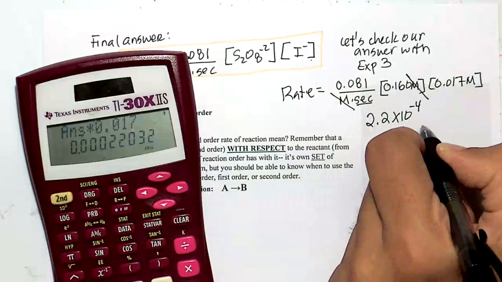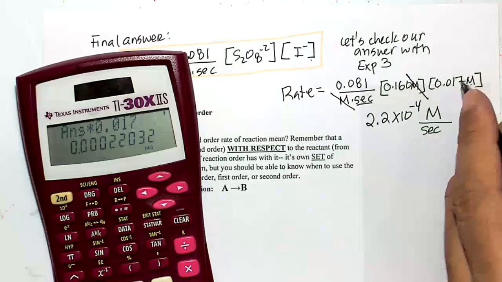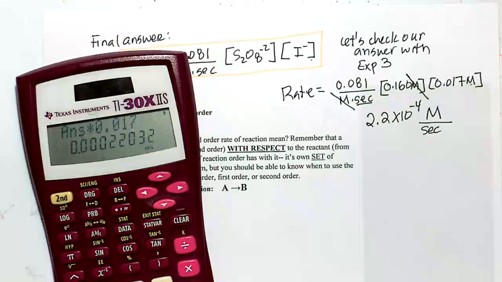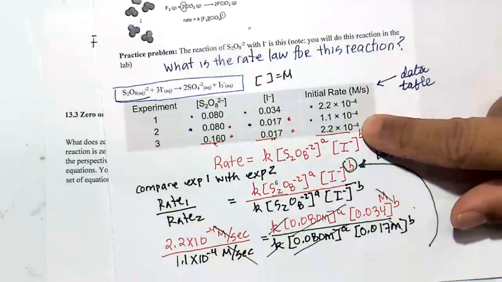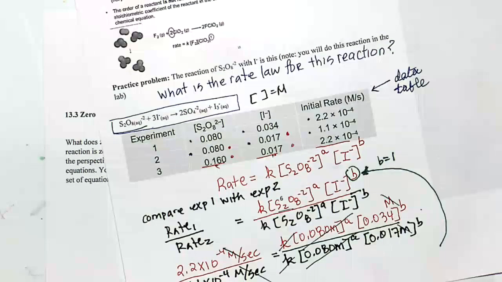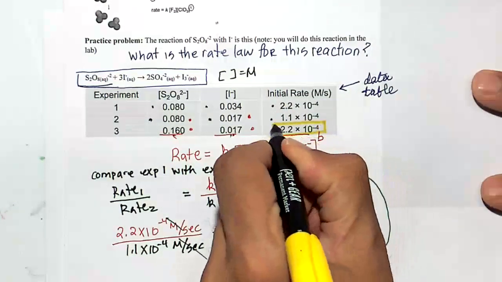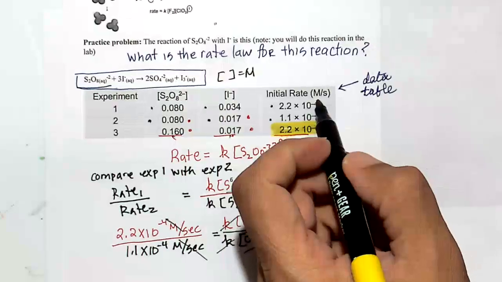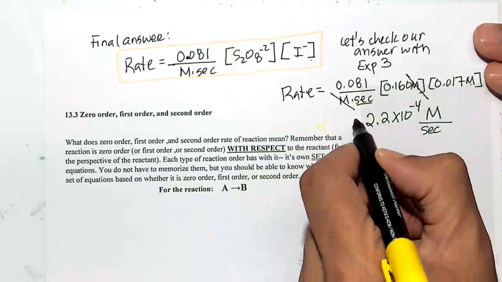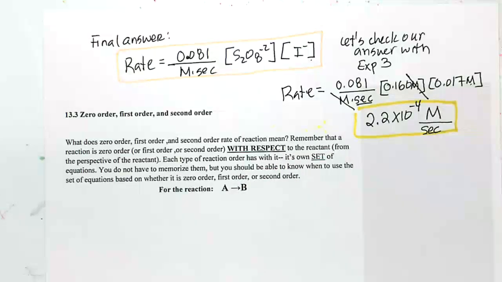The second stays in the denominator, and the molar goes up to the numerator. And what is the rate for experiment 3? Okay, this is the right answer. This is the right rate law. So we have checked our answer, and it is bang on correct. Even our units are correct. So here we have a way to check our answer to make sure it is correct.